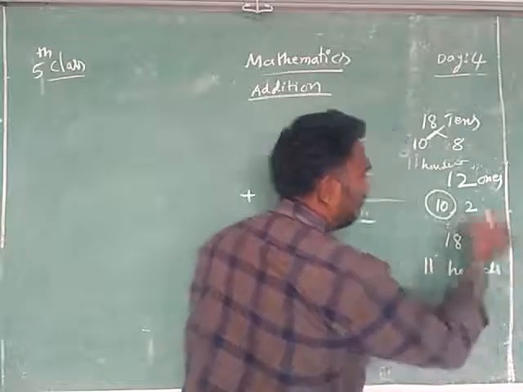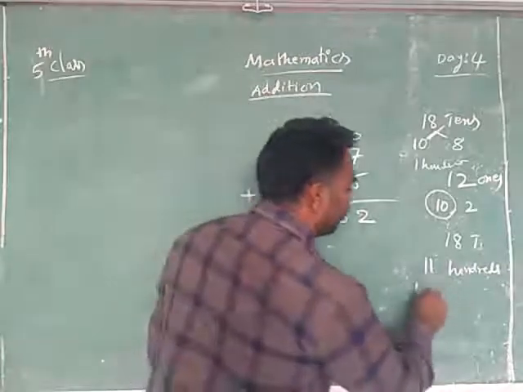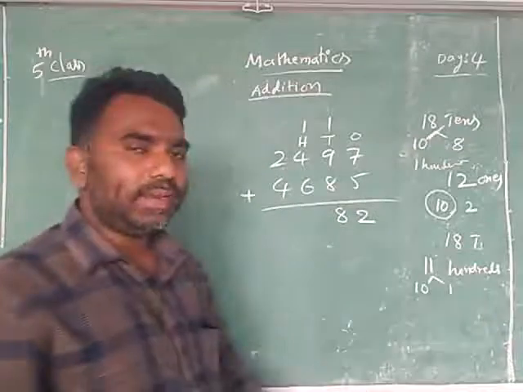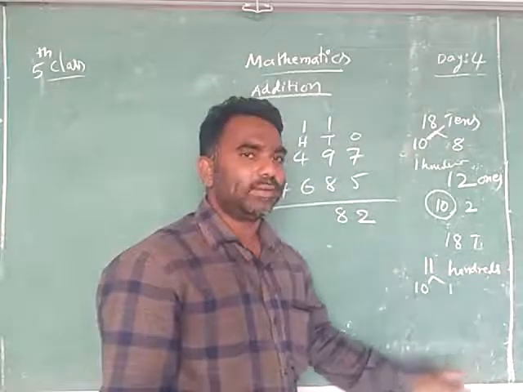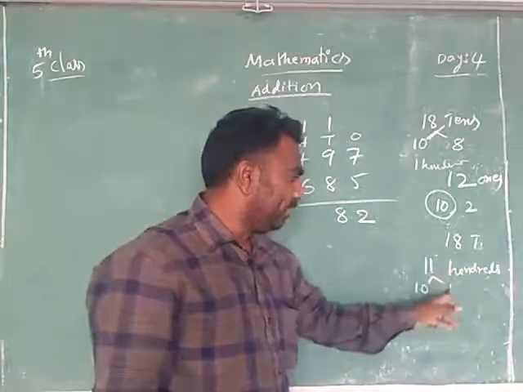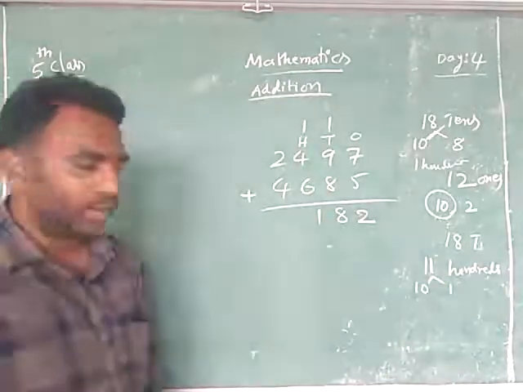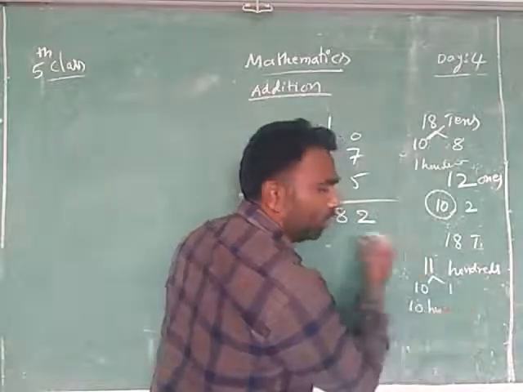How much is it? 11 hundreds. How are we separating 11 hundreds here? I am separating 10 hundreds and 100. In the hundreds line I will write this 100. And what is left here? 10 hundreds are left. 100 I have written here.